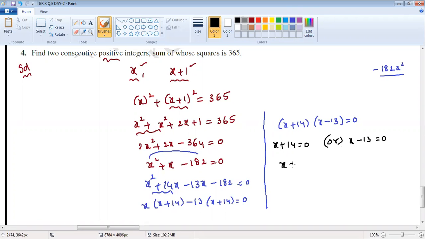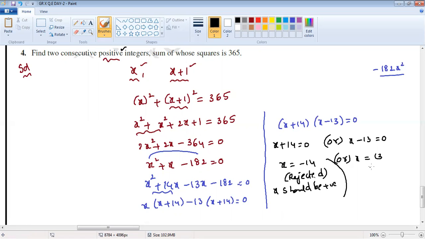Then what can you write? x equal to minus 14 and x equal to 13. This is rejected. Why is it rejected? Because the question is asking for positive integers. Got it? x should be positive. So this is rejected. Then x equal to 13.